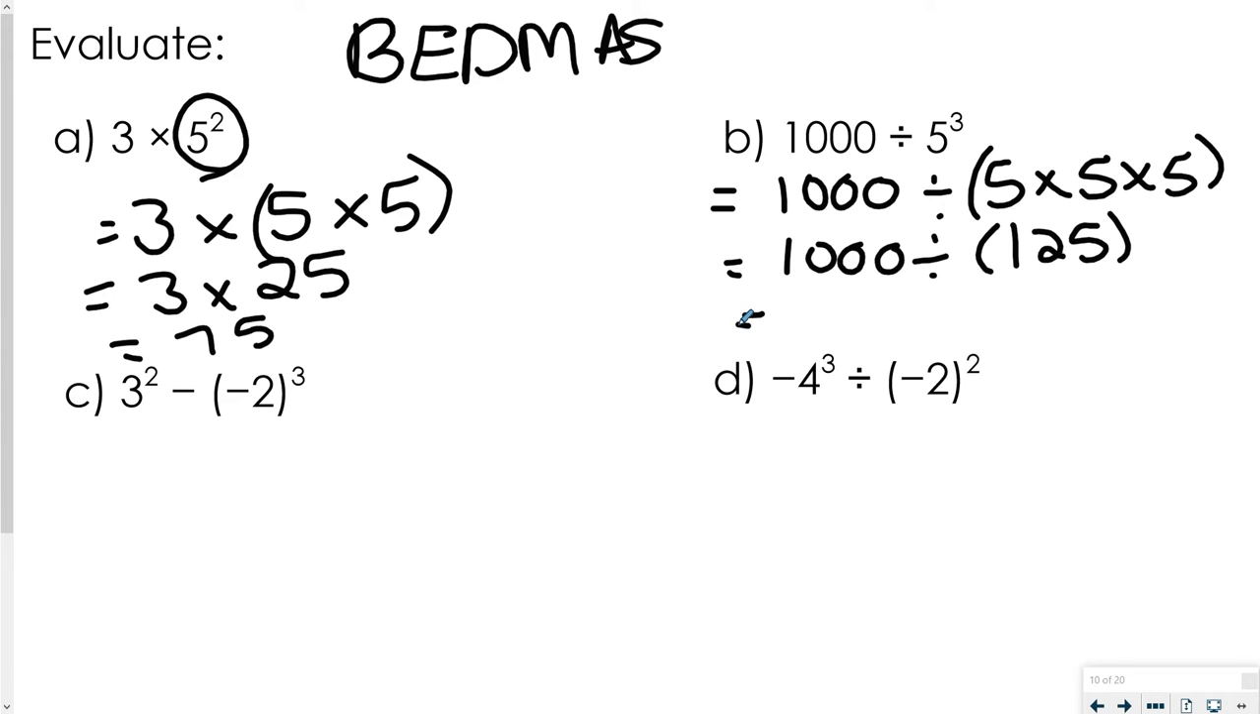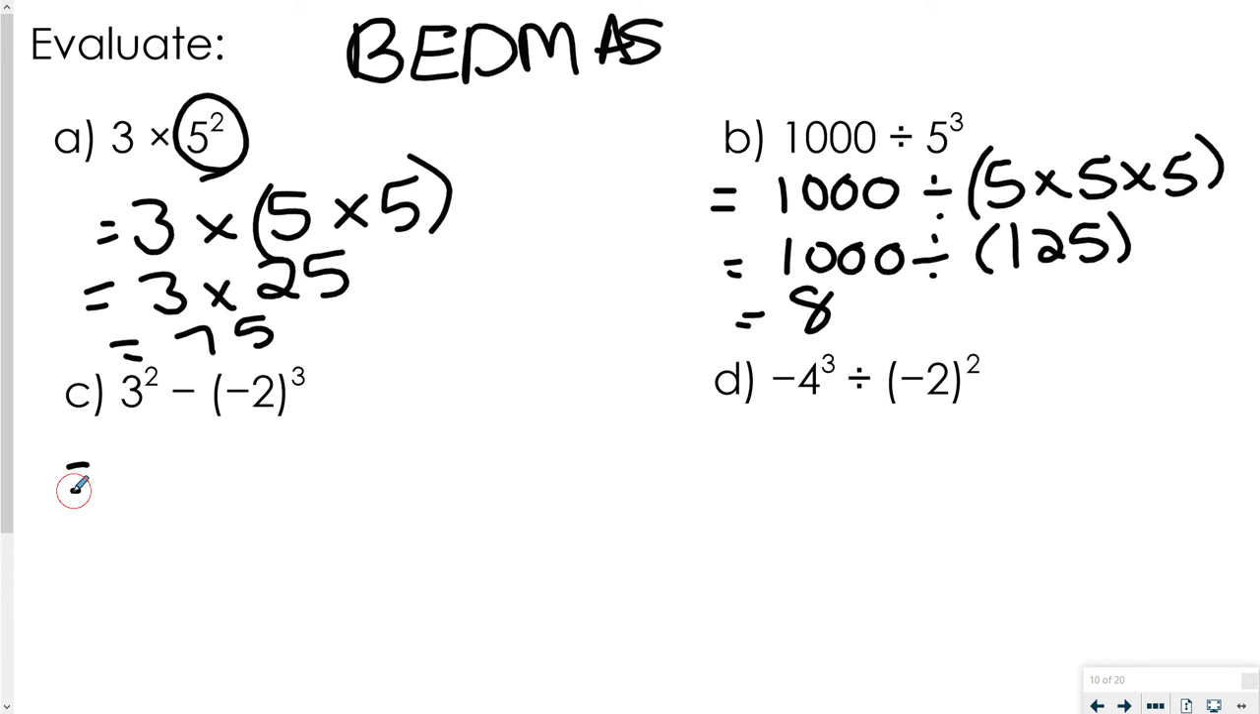Oh, come on. Somebody help me out here. It's early in the morning, guys. Sorry, I need a calculator. 1,000 divided by 125 gives me 8. There we go. Sorry.